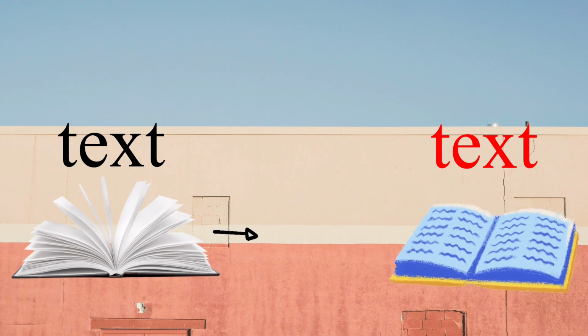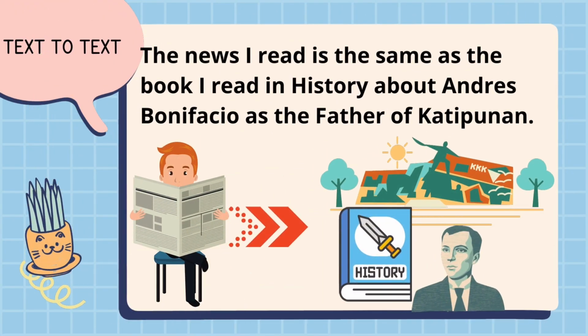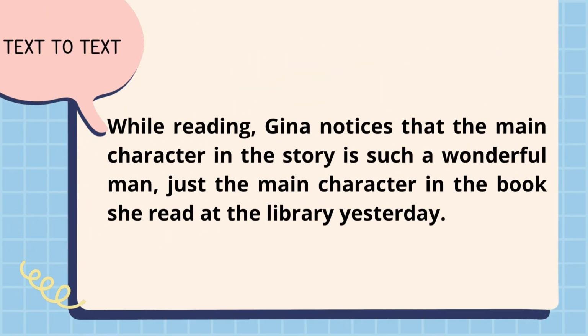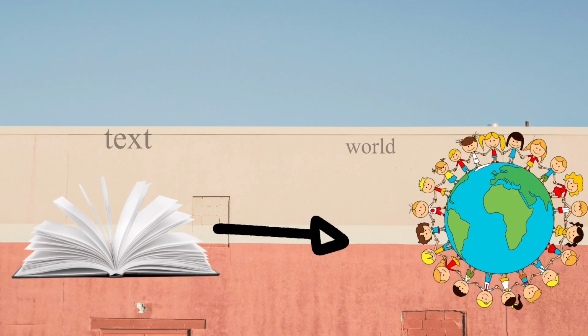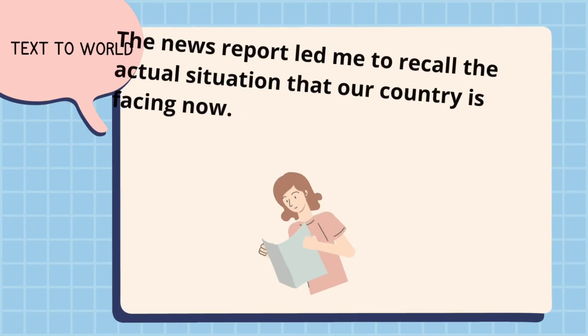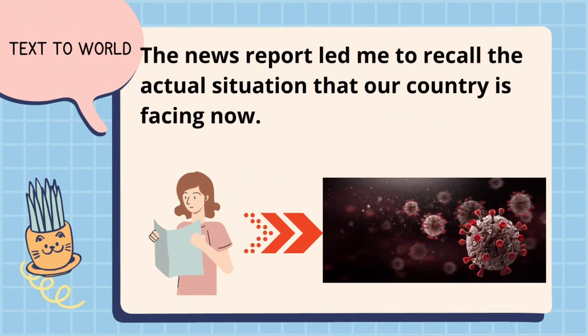Next is text to text. These are connections that readers make between the text they are reading and other texts that the reader has read before. Lastly is text to world. These are connections that readers make between the text and the bigger issues, events, or concerns of society.